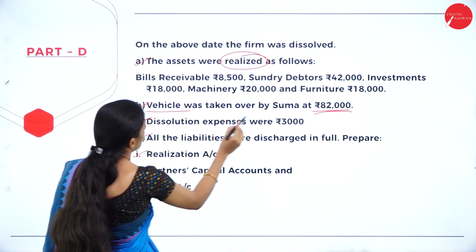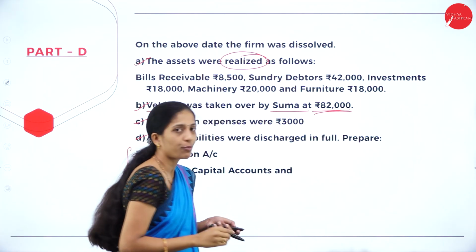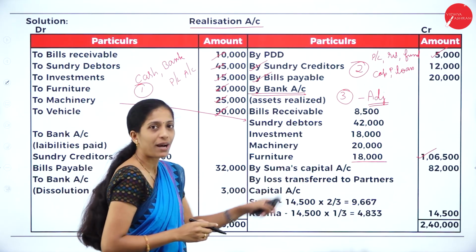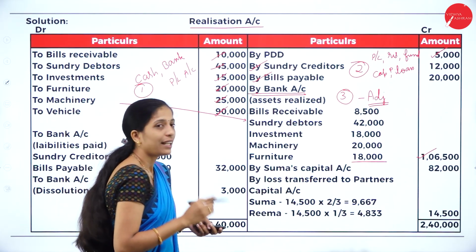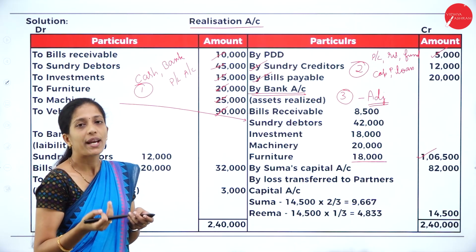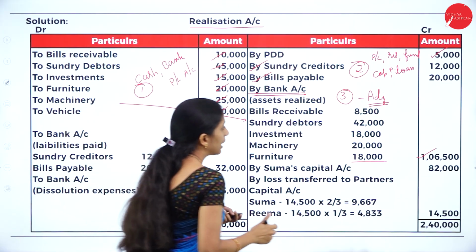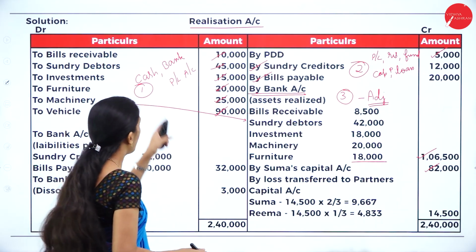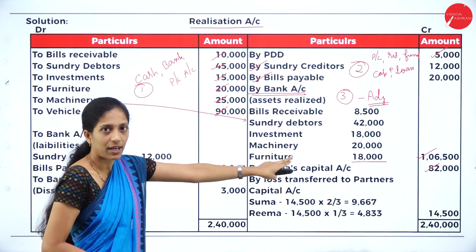Yes, vehicle was taken over by Suma at rupees 82,000. Then how do you write? You write it as by Suma's capital account. In the bracket you can write vehicle taken over. So at what price? 82,000. So all the assets that are there have come here.